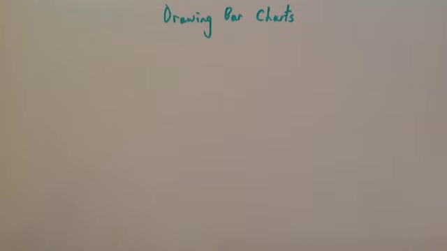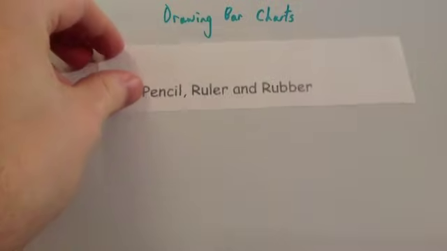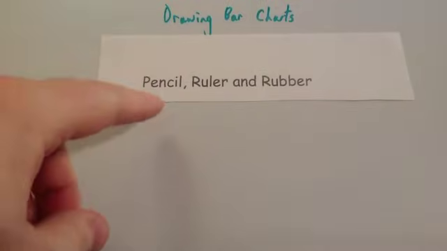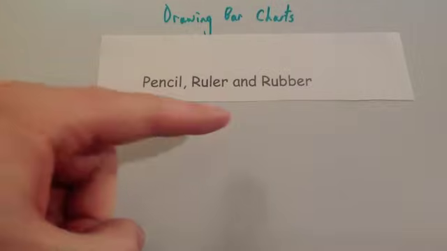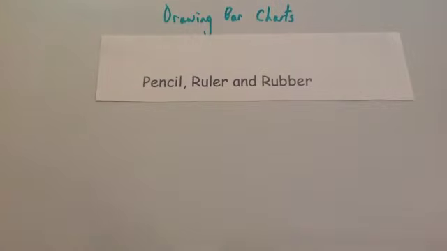In this video, I'm going to show you how to draw a bar chart. Whenever you're drawing a bar chart, one of the most important things is to always, always use a pencil and a ruler. That includes even labeling the numbers on the axes, okay? And use a rubber if you make a mistake, okay?